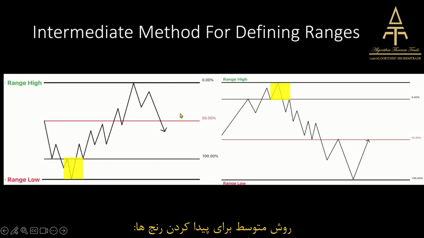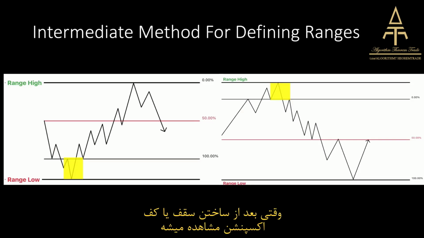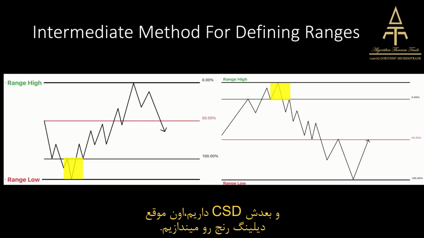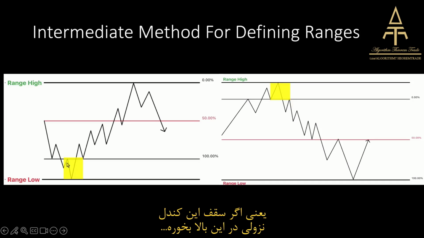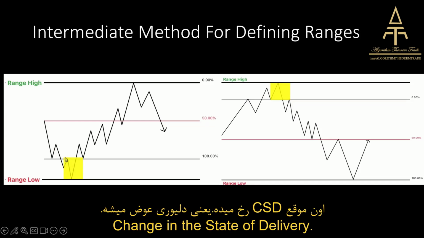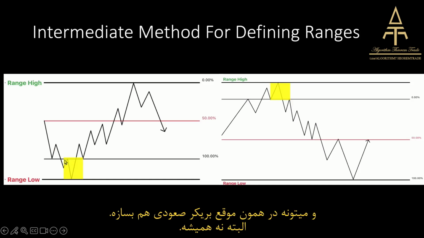The intermediate method for defining ranges. This method is the following. This method is from the change in the state of delivery to the high or low that formed after the expansion leg. Meaning, the change in the state of delivery takes place, if bullish, the moment that price crosses this down close candle's high right here, which also seems to line up with a bullish breaker. However, that is not always the case.